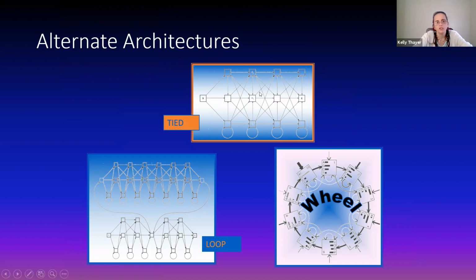In the tide architecture, you notice that the number of transitions is greater than it is in the standard hidden Markov models that we've been talking about so far. So that allows for a greater variety of allowable transitions. In a wheel hidden Markov model, one is not restricted to a particular number of times through.